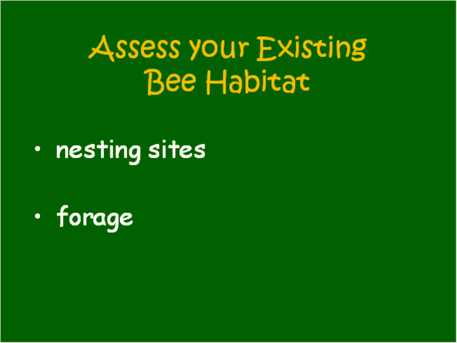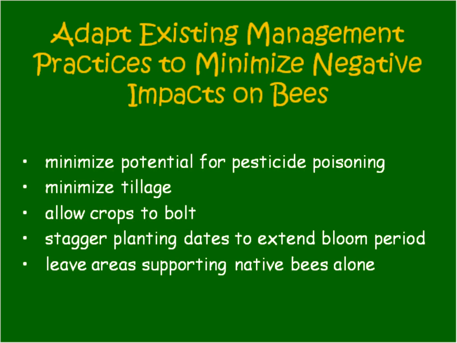So, a few steps to take in thinking about how you can help pollinators. First is to assess what you already have, both nesting sites and forage. Hopefully you already have some kind of base where you are, so that would be a good starting point to do an evaluation of what you have. The next easiest step would be to adapt what you're already doing. There may be slight tweaks to your garden management or farm management to minimize the negative effects on bees.